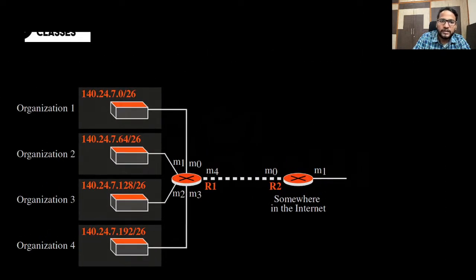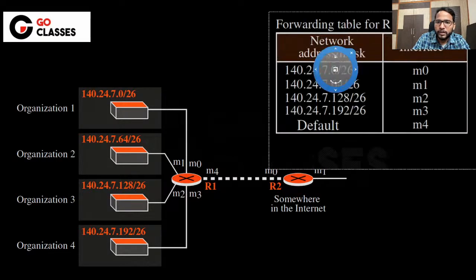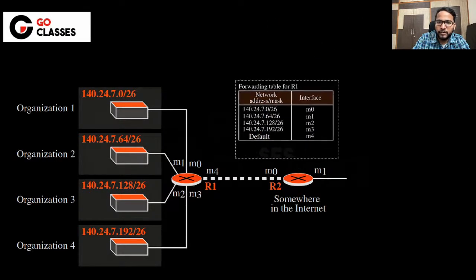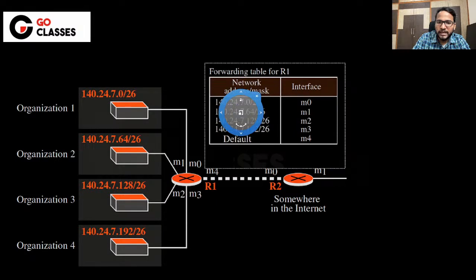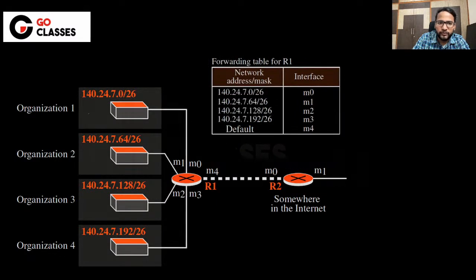Okay, actually that's very easy. What you need to do is just convert it. If it is slash 26, then if it is this organization, go to M node. If this is this organization, go to M1, like that. That's very easy. You can definitely write the routing table for R1.